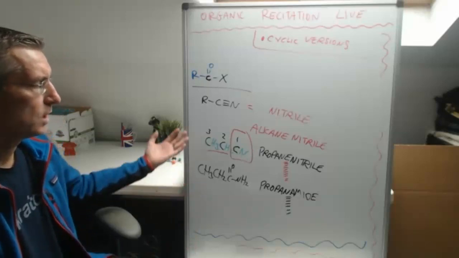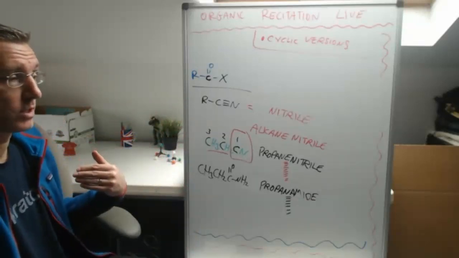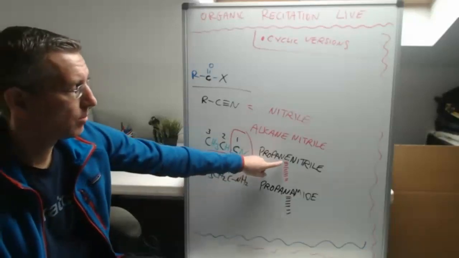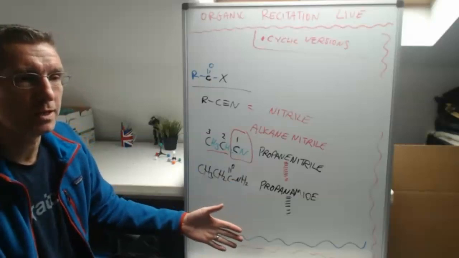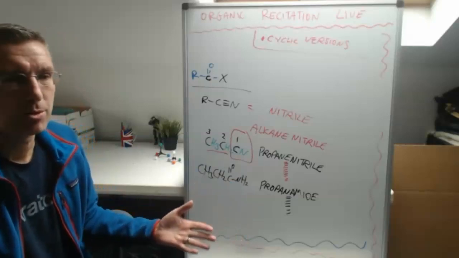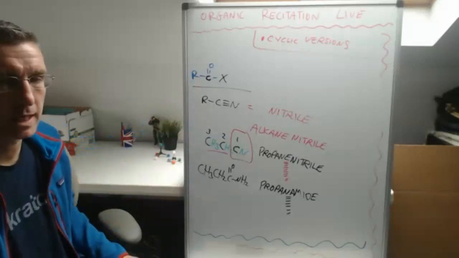So if you fully understand nitriles, and you also now understand why in some cases we keep the E, and why in some cases we remove the E, type OK in the chat, and then we'll get to the cyclic versions.